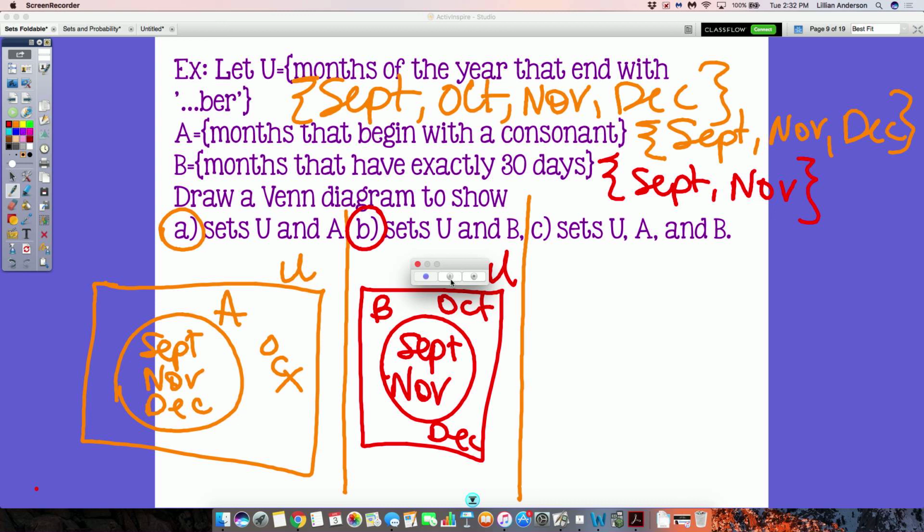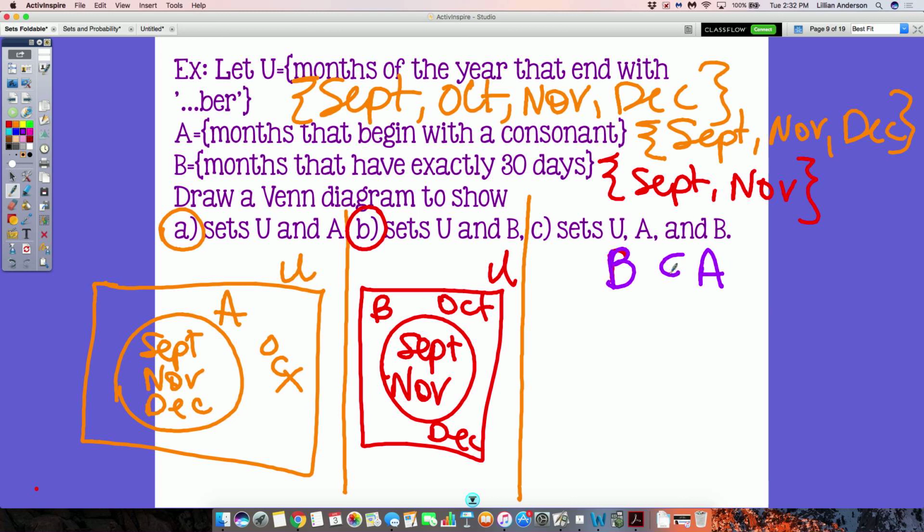Use our terminology that we've been talking about. It's a universal set. Subset. Proper subset. Which one is a proper subset of the other? B is a proper subset of A. So I'm going to write that out real quick, in a different color. B is a proper subset of A, which basically means that all the elements in B are in A. Is that true?